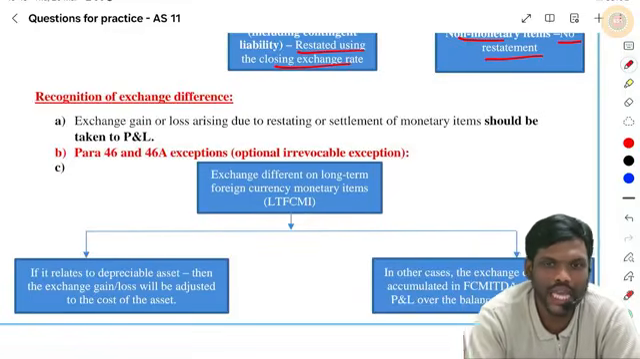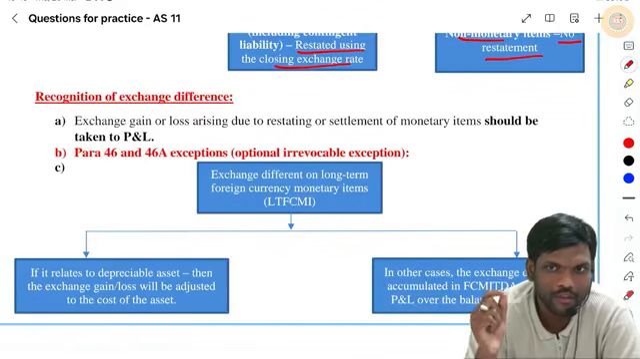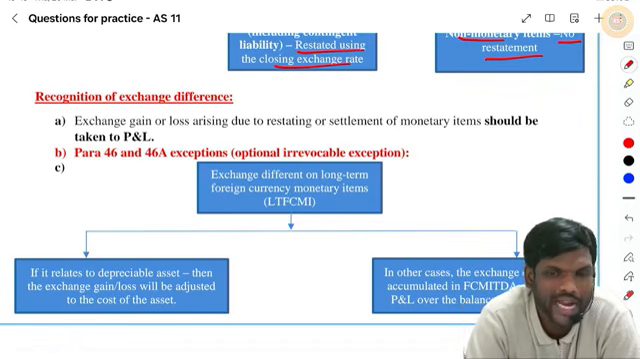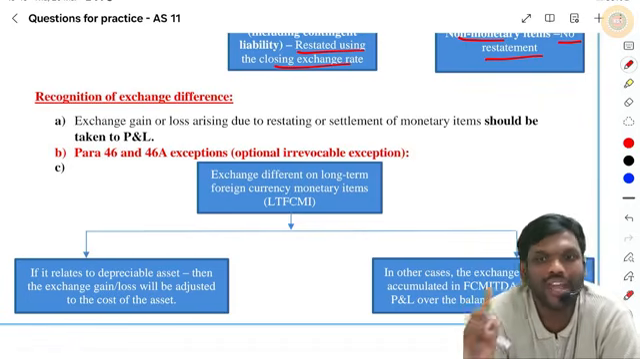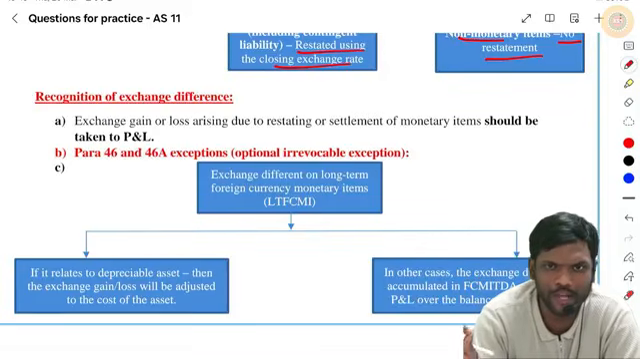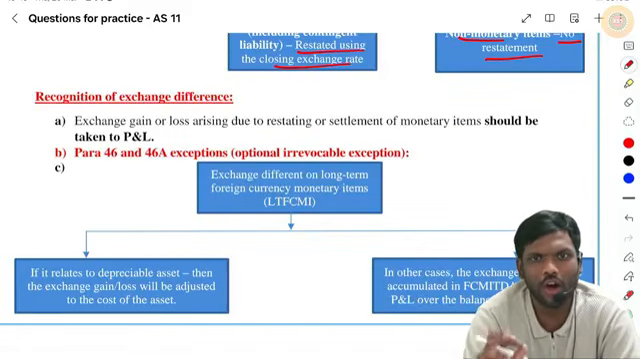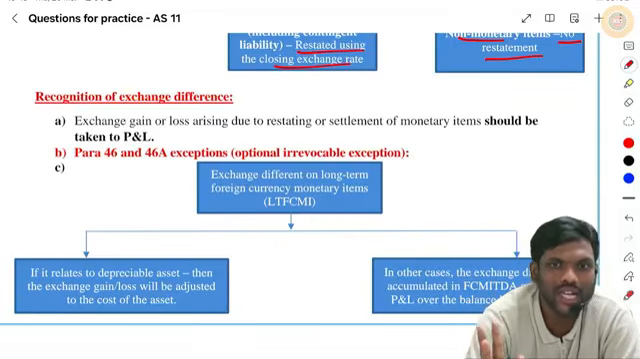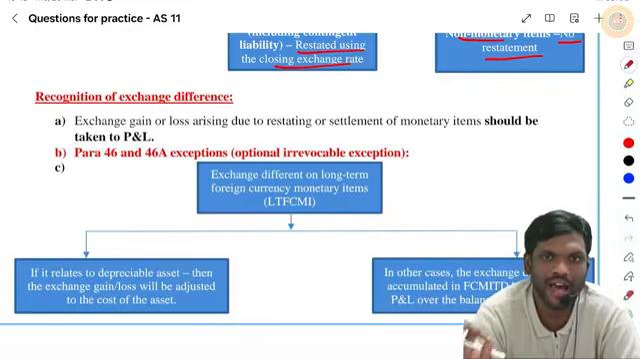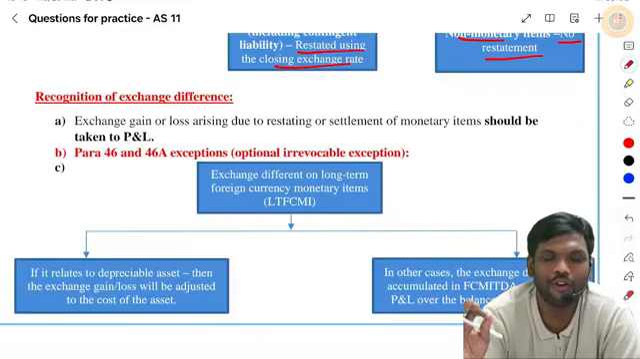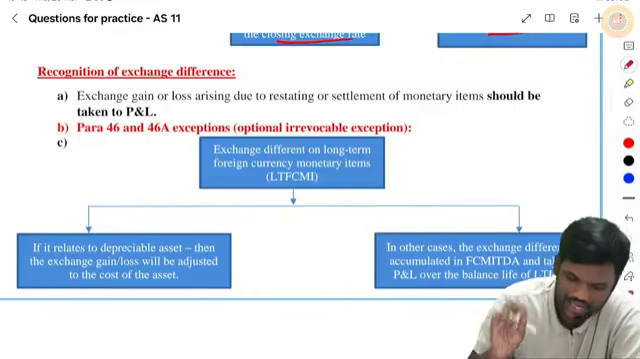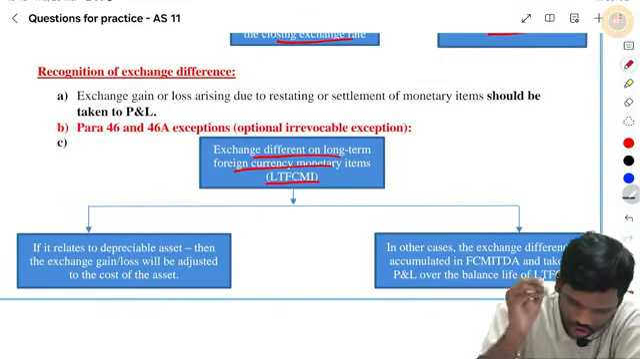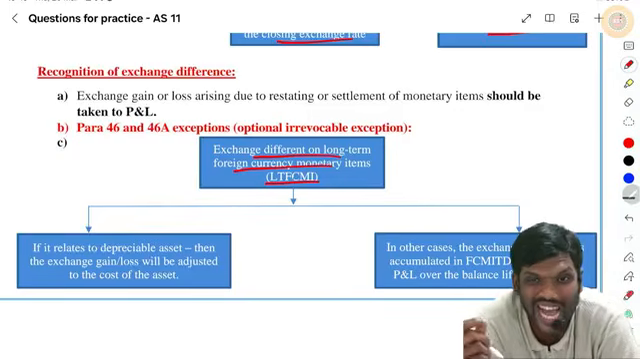Sir, what does para 46A say? Para 46A says, listen, it is optional. It is not mandatory. If you want, you can avail this option. If you don't like this option, then use the default route where all the foreign exchange gains or losses will be taken to P&L. But if you want to avail this, then you can take this option of para 46A. Sir, what does para 46A say? Para 46A says, if there is any exchange difference on long-term foreign currency monetary items.